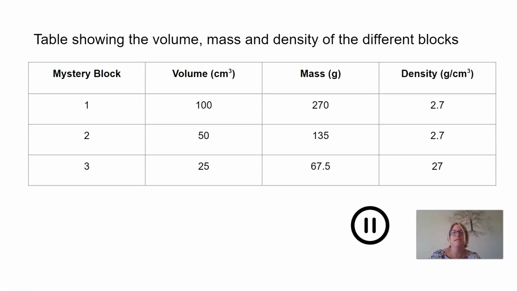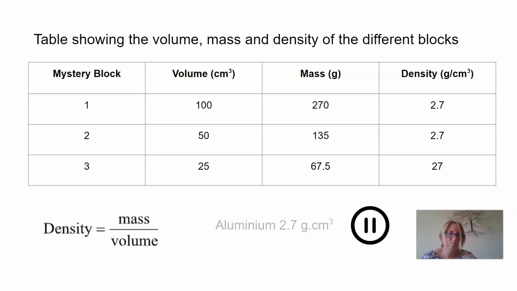So here we now have a table showing the mass, volume, and density of the different blocks. So we have mystery block 1, 2, and 3. We've got the volumes, we've got the mass, we've filled in the density. So what do you notice about the density of each of the mystery blocks? Well, we notice that the density is the same. So just remember to calculate density, it's mass divided by volume. And if we go and have a look at density tables, or we just Google what has a density of 2.7, we will find that aluminium has a density of 2.7 grams per centimeter cubed.